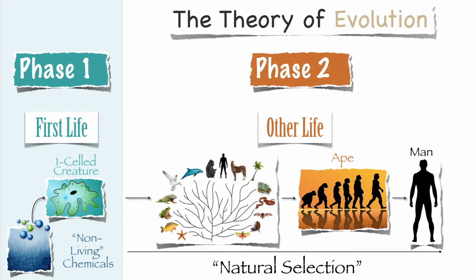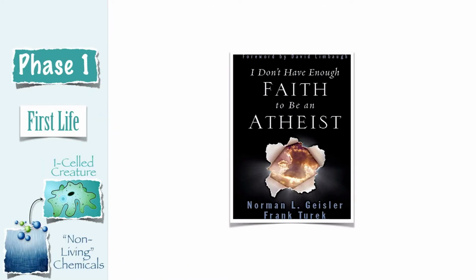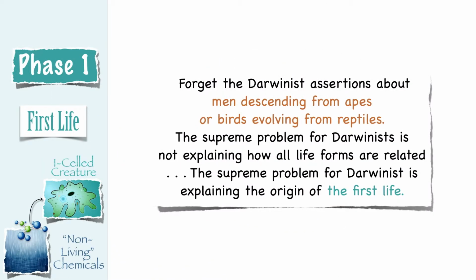This, of course, is the theory of evolution and what is known as natural selection. Now here is an obvious but very important point. If there's no phase 1 first life, there on the left, there's no phase 2 on the right. As Norman Geisler and Frank Turek point out, forget the Darwinist assertions about men descending from apes or birds evolving from reptiles. The supreme problem for Darwinists is not explaining how all life forms are related. The supreme problem for Darwinists is explaining the origin of the first life.